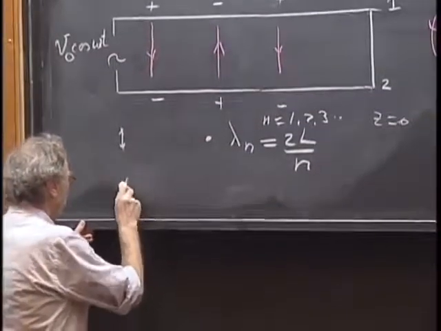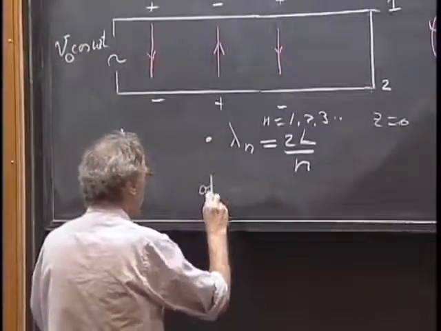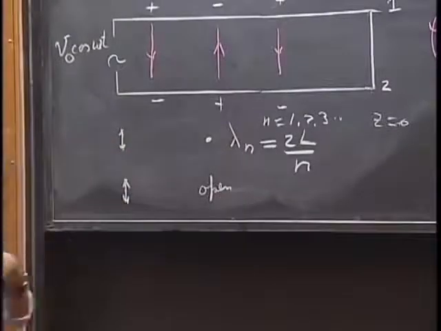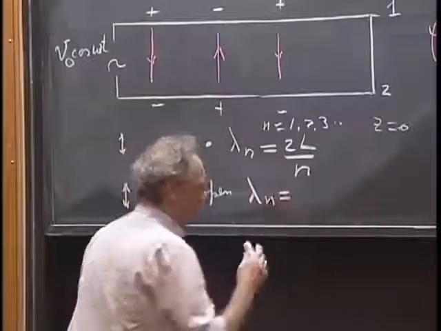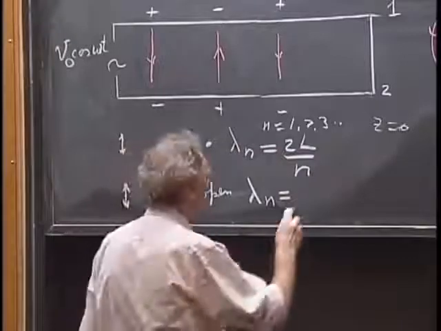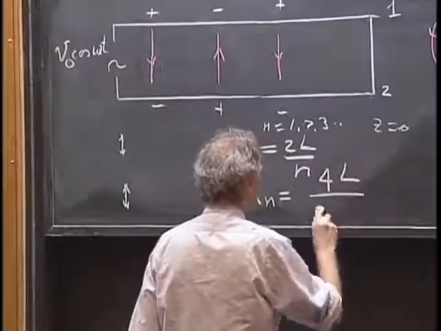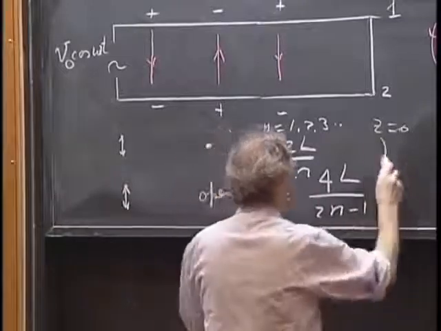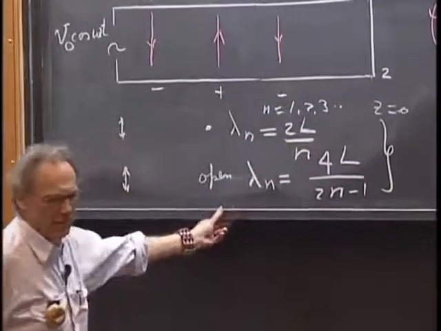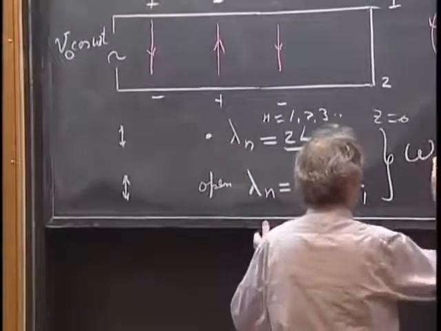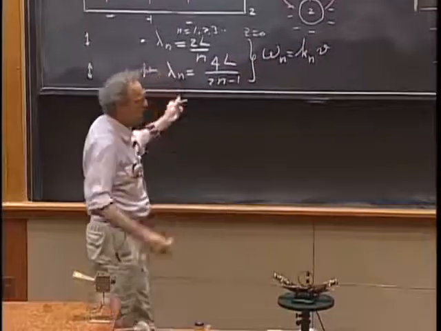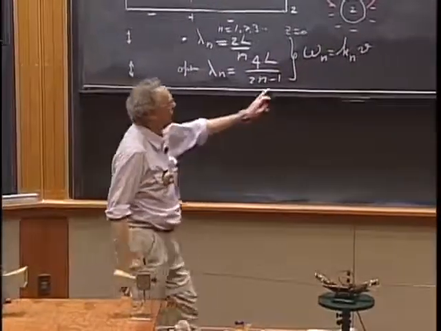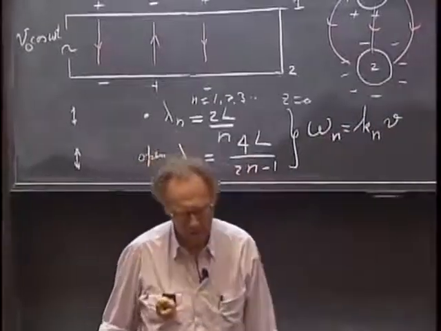You can also wiggle it here and leave this end open. We even discussed that and I even demonstrated that, in which case you get resonance for lambda n equals 4L divided by 2n minus 1. And of course, the frequency at which you reach that resonance, omega n, is always k n times the speed of propagation, which in this case is the speed of light. And k n is then 2 pi divided by the wavelength.